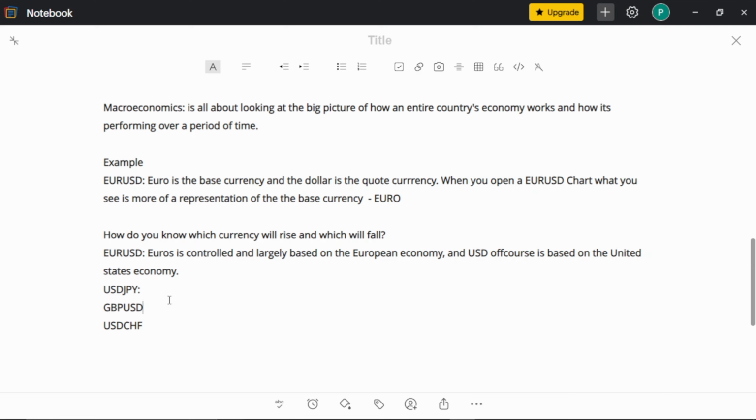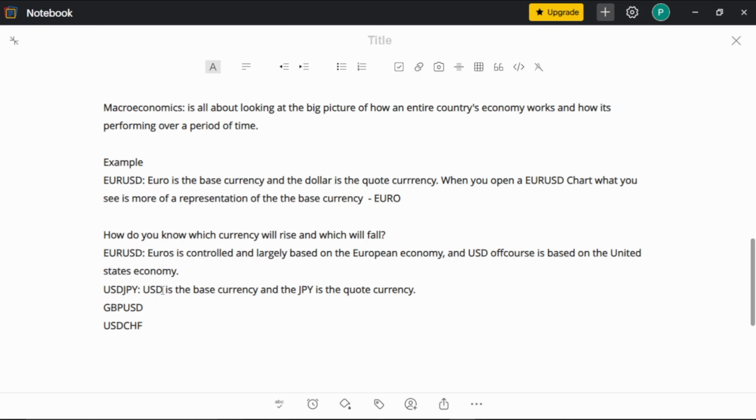Same thing applies for USD JPY. Now, in this case, the US dollar is the base currency and the JPY is the quote currency. So if the Japanese economy is relatively stronger and has a better employment rate and other economic factors are in place that make it have a positive outlook, what we're expecting is that as opposed to the US dollar, you are going to short the USD JPY.